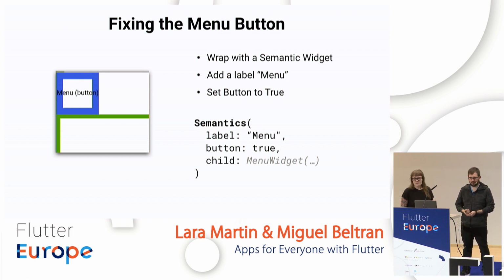So the first button we are gonna fix is the menu button. We wrap the button with the Semantics widget, which will annotate what the widget contains, or the description, the meaning of the widget. And so to do that, we add a label, in this case, menu. We also set the property button to true, so we let the screen readers know that this is a button and not something else. And now the screen reader will read it as menu button.